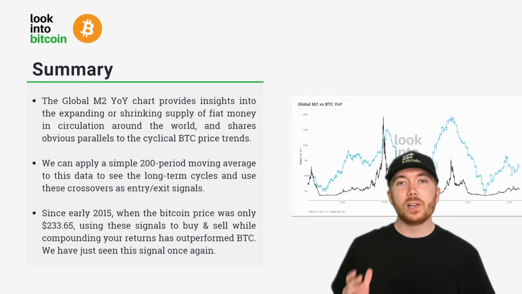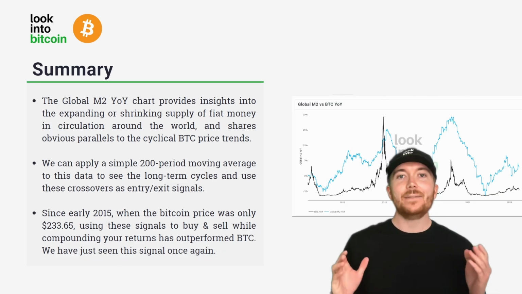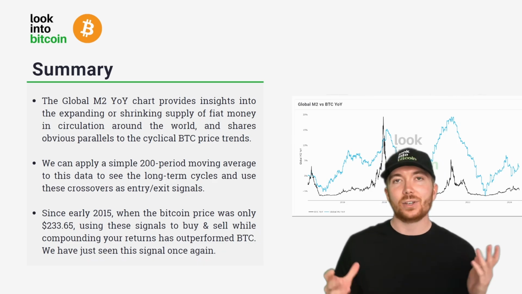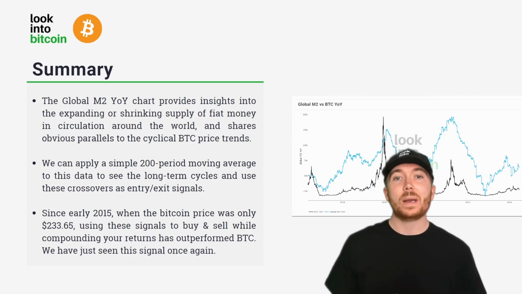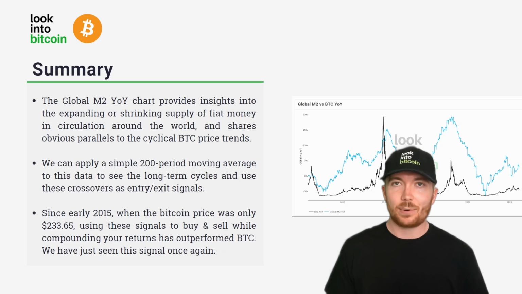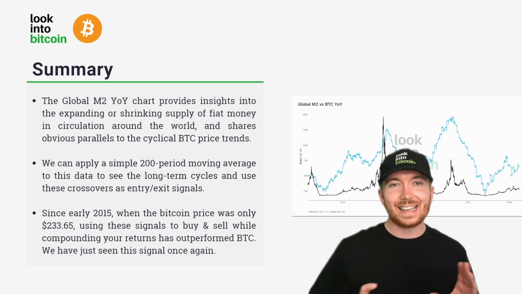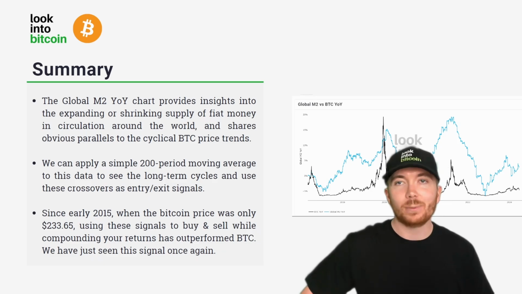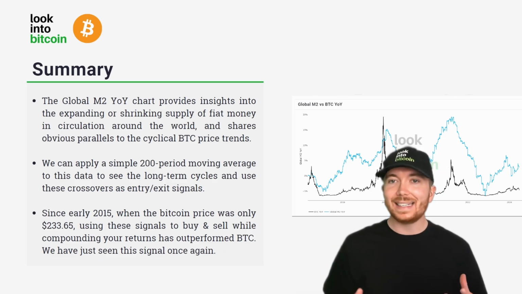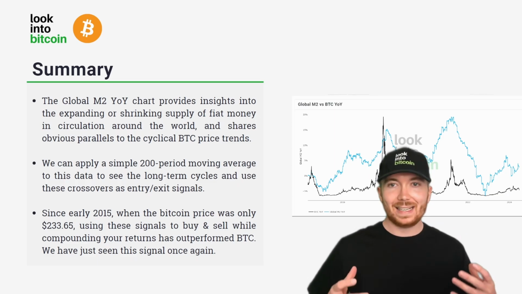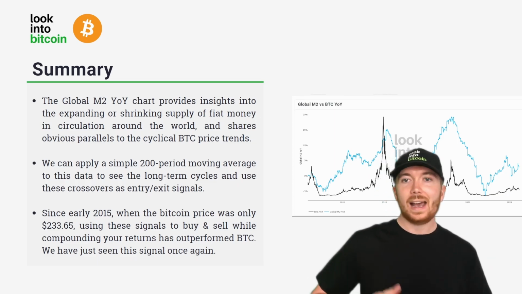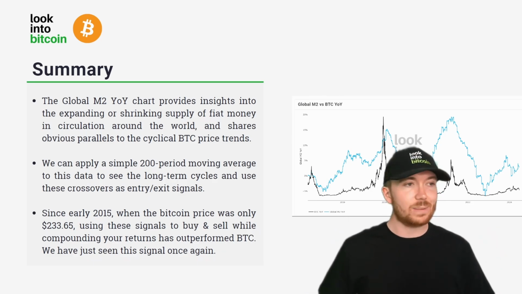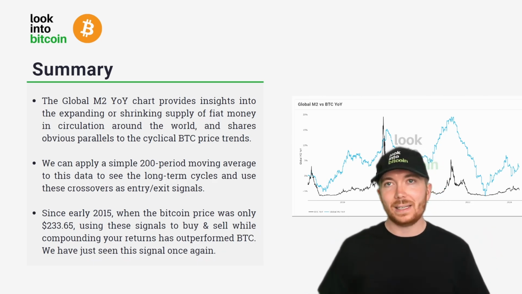So just to summarize, the global M2 year-on-year chart gives us insights into the expanding or shrinking supply of fiat money in circulation around the world, and shares obvious parallels to the cyclical BTC price trends. And I definitely can say this isn't correlation, this is causation. Once we see the M2 money supply considerably increasing, that is what is leading to more risk on sentiment, to better conditions for Bitcoin bull cycles. And again, it's incredibly obvious from this chart. Once we see the M2 money supply decreasing, this causes BTC bear cycles.